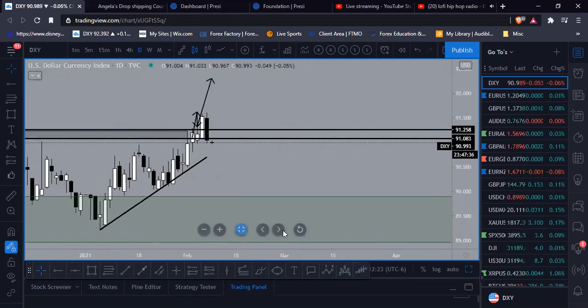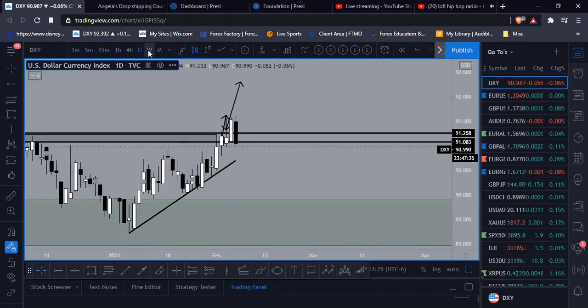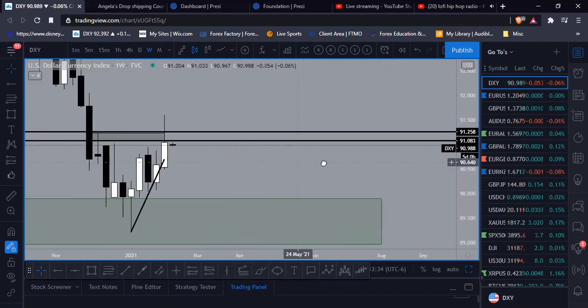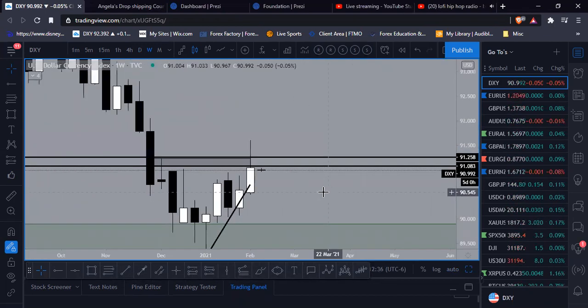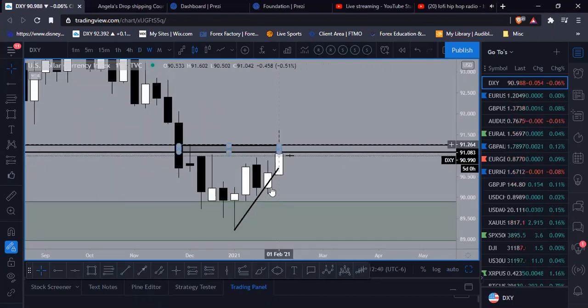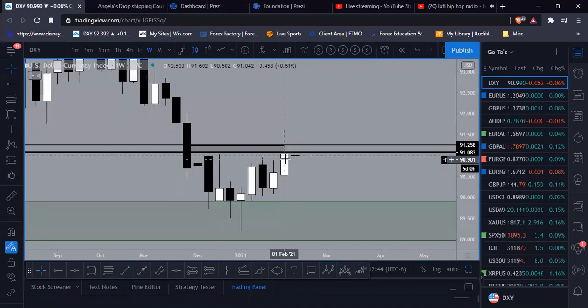So let's take a look at the DXY. Let's look at the weekly time frame first, and get rid of these drawings here. I'm going to bring them back though. The weekly time frame looks good for the bullish move, although I'm not really crazy over that wick that's pushing to the upside. But I did want to see a break and retest type of move on the DXY, and I kind of did get that.